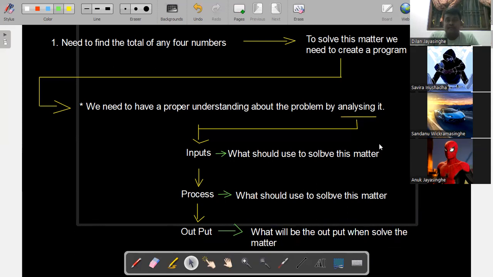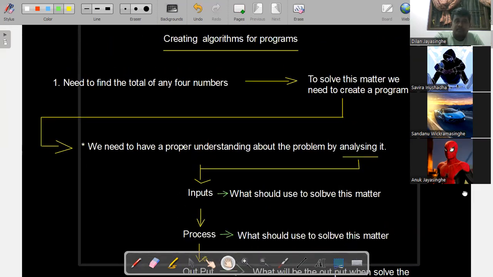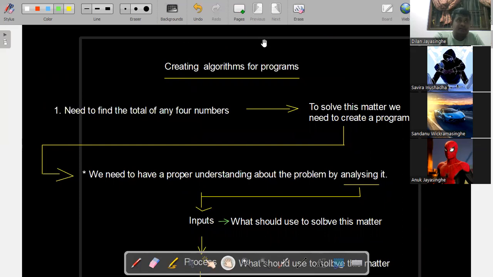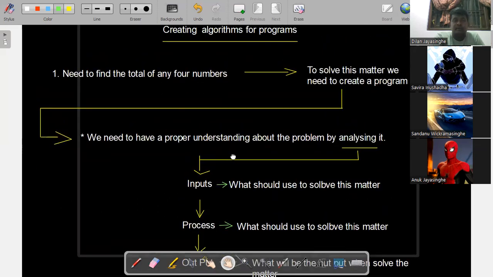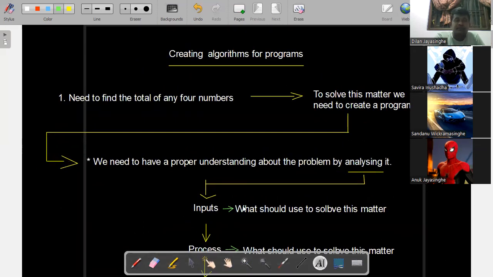Is it clear? Understood, sir. Anu, have you understood this? Yes, Anu's mic is not working. Right. Okay, Anuk. Then write down this topic: creating algorithms for programs. Right. Example. This is the example.